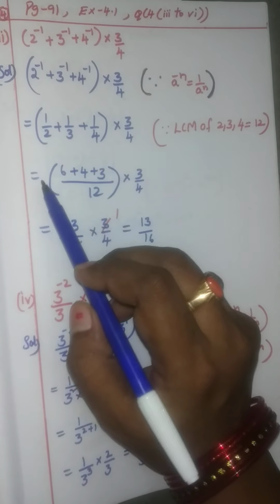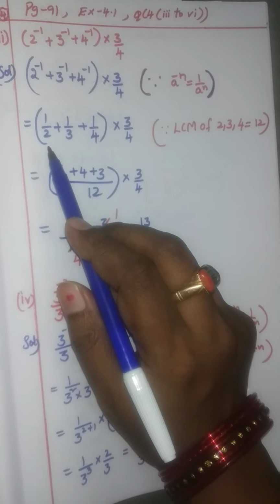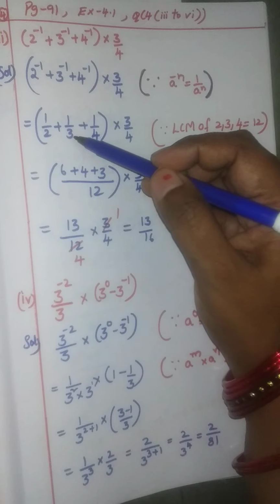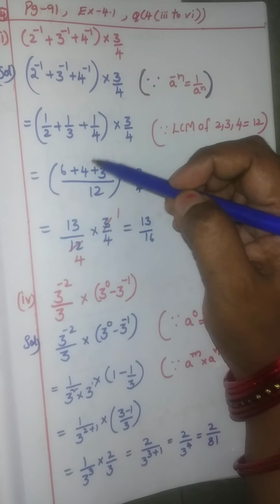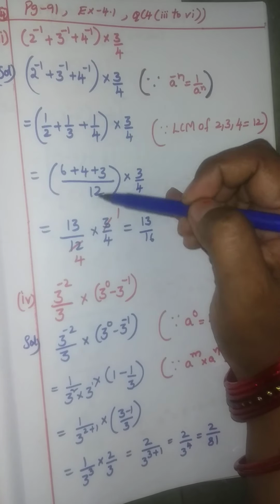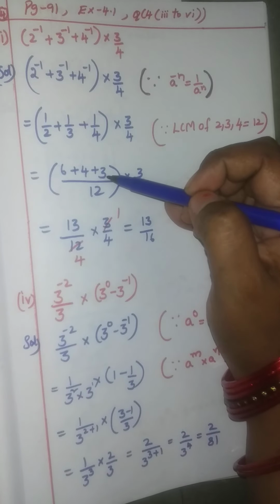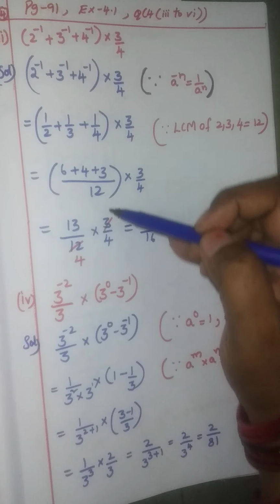So here, 2 into which number is 12? 6. So 6 into 1 is 6. 3 into 4 is 12, so 4 into 1 is 4. 4 into 3 is 12, so 3 into 1 is 3. So 6 plus 4 is 10, and 10 plus 3 is 13.